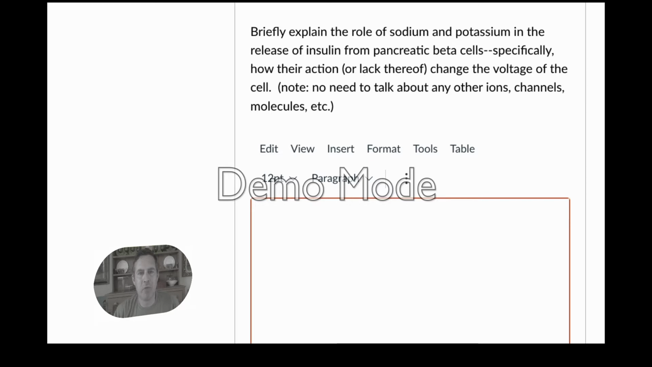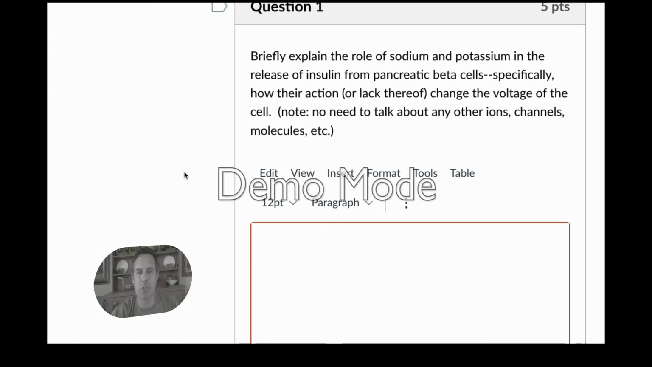I have everyone's exam one graded, so please take a look at that. Just going over how I graded things for question number one: briefly explain the role of the sodium and potassium in the release of insulin, specifically how their actions change the voltage of the cell.